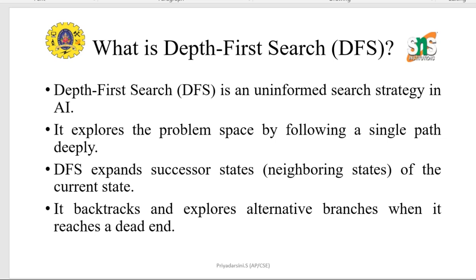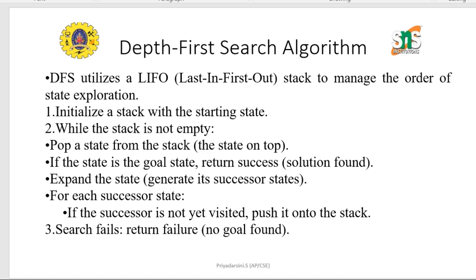DFS expands successor states of the current state. It backtracks and explores alternate branches when it reaches a dead end. DFS is a blind search strategy that systematically explores as far as possible along the branch before backtracking. DFS utilizes a LIFO, last in first out, stack to manage the order of state exploration.